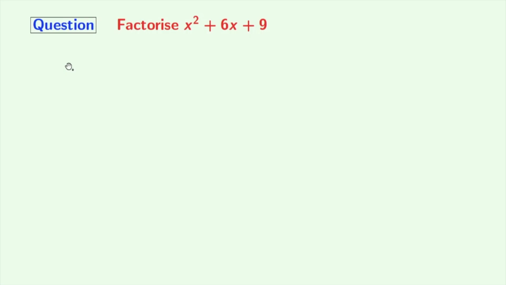In today's video, we will learn to factorize x square plus 6x plus 9.